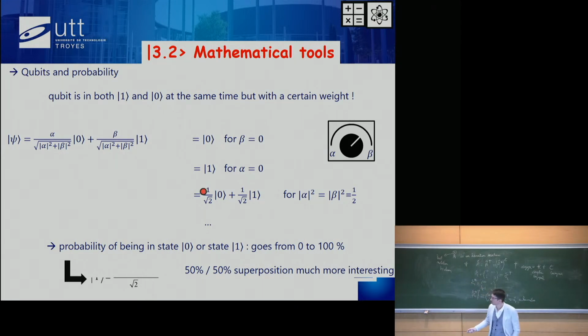And that's much more interesting because this uses the superposition effect of quantum physics, in order to use the qubits with their full range.